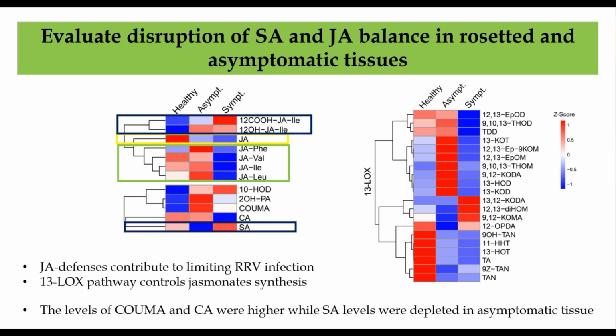Let's look at another major phytohormone, which is salicylic acid, which confers resistance against biotrophic pathogens. If you look at the level of salicylic acid, you can clearly see the salicylic acid pathway is also altered in infected cane than healthy plant.